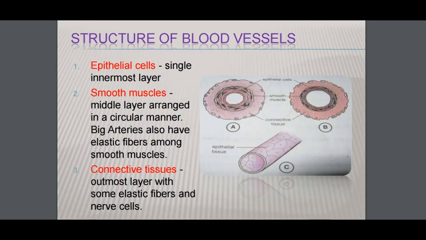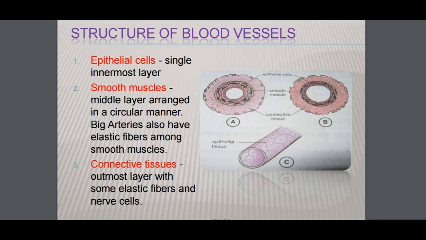The structure of blood vessels is the epithelial cells, a single innermost layer. Then there's smooth muscle, which is the middle layer arranged in a circular manner. Big arteries also have elastic fibers among the smooth muscles. The connective tissue is the outermost layer with some elastic fibers and nerve cells.